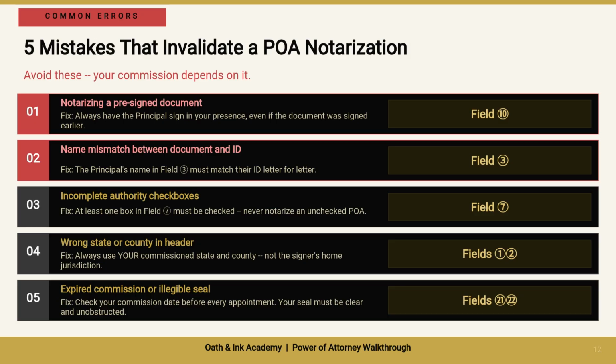And number 5, an expired commission or an illegible seal. Check your expiration date before every single appointment. Keep in mind, these 5 mistakes are all avoidable with a simple pre-notarization checklist. Use the one from the previous slide every time, and you'll never make any of them.